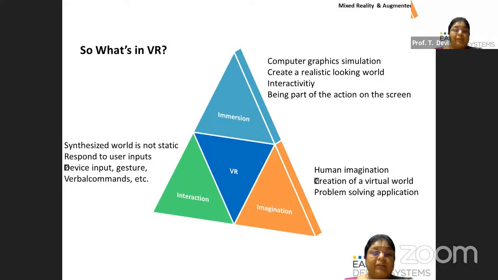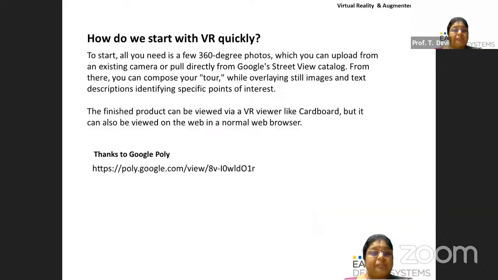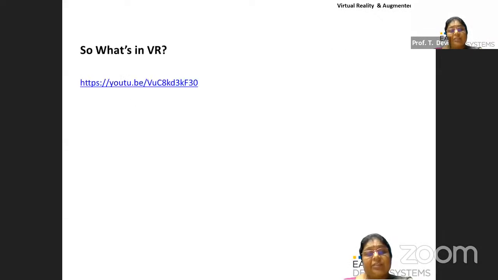So you will be taken to a world where you will be completely controlled by the computer graphics simulation, human imagination. There are good websites, links that are given. You can just go and see them.